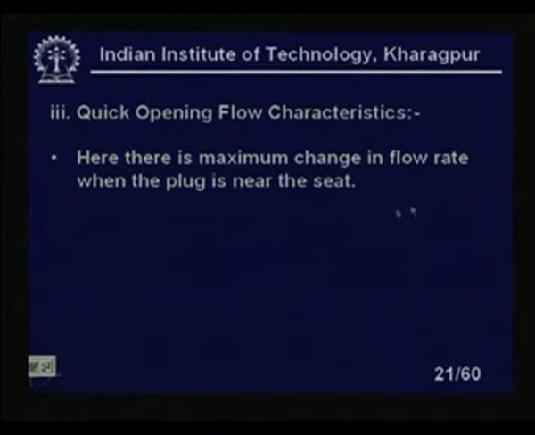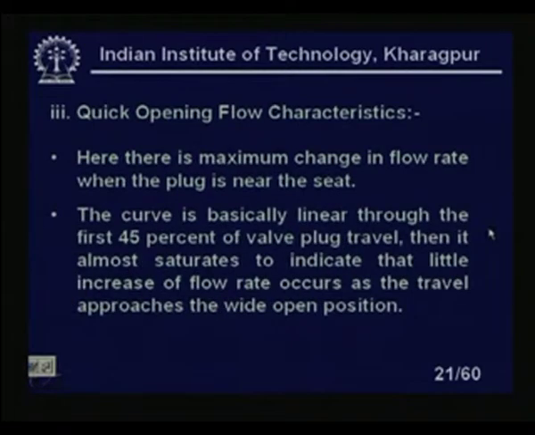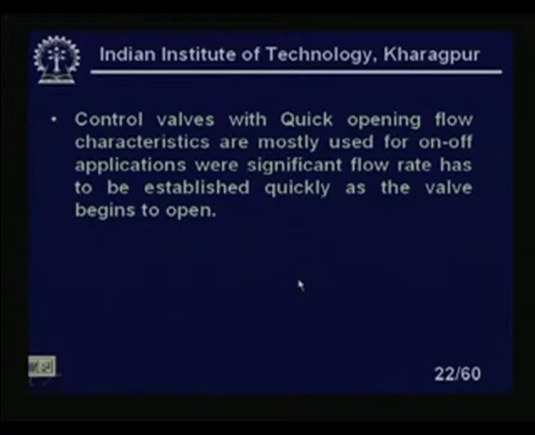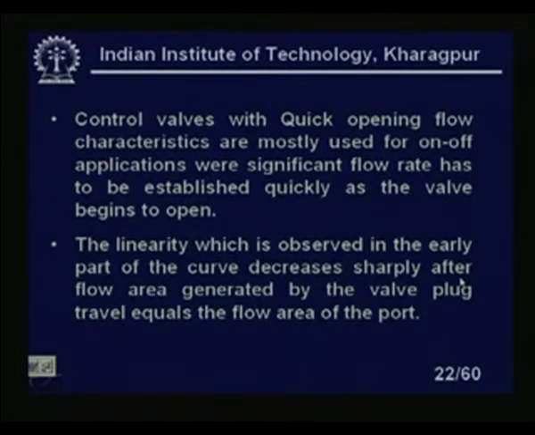Here there is a maximum change in flow rate when the plug is near the seat. The curve is basically linear through the first 45% of the valve plug travel, then it almost saturates to indicate that little increase of flow rate occurs as the travel approaches the wide open position. All is very nicely drawn in figure 3, you can look at. Control valves with quick opening flow characteristics are mostly used for on-off applications where significant flow rate has to be established quickly as the valve begins to flow, right. In the on-off characteristics we need this type of thing. The linearity which is observed in the early part of the curve decreases sharply after the flow area generated by the valve plug travel equals the flow area of the port, right.